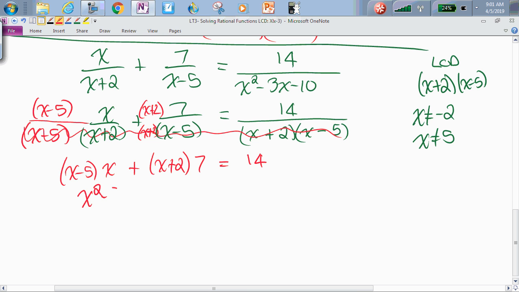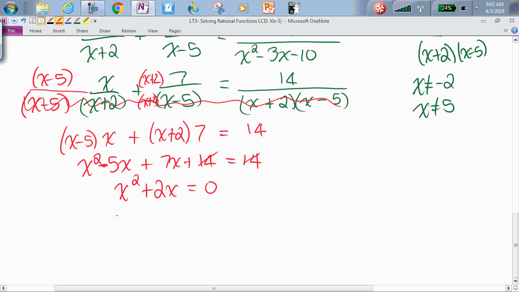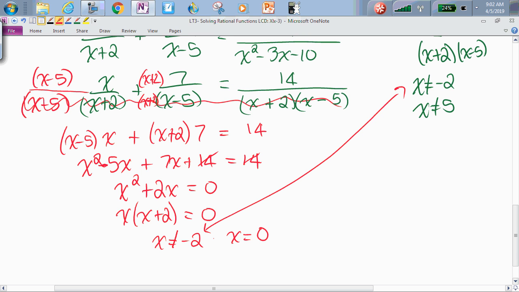So we get x squared minus 5x plus 7x plus 14 equals 14. For our like terms, this is a negative 5, so we've got x squared plus 2x. These 14s cancel out, equals 0. Then I can factor out an x, the greatest common factor, and I'm left with an x plus 2. This part gives me x equals negative 2, and this part is just x equals 0. Going back to here, it cannot be negative 2 because that's a fake, or extraneous, solution. So the final answer is just 0.